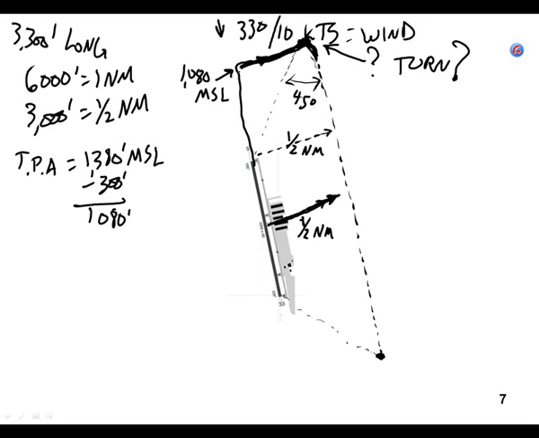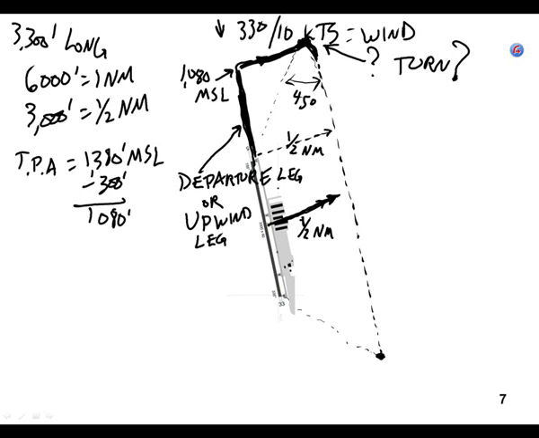Now this leg right here has two names. It's called the departure leg, or it's also called the upwind leg. It just depends on who's saying it, but both of them are correct. You're flying against the wind, you're flying upwind, or you could say I just departed the runway. That's why you call it the departure leg.